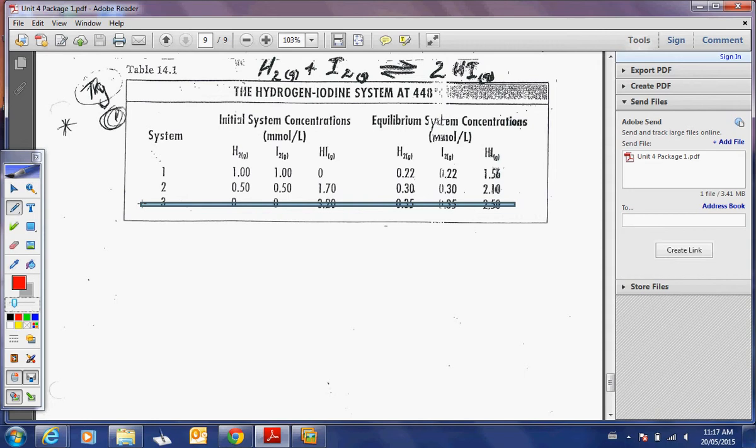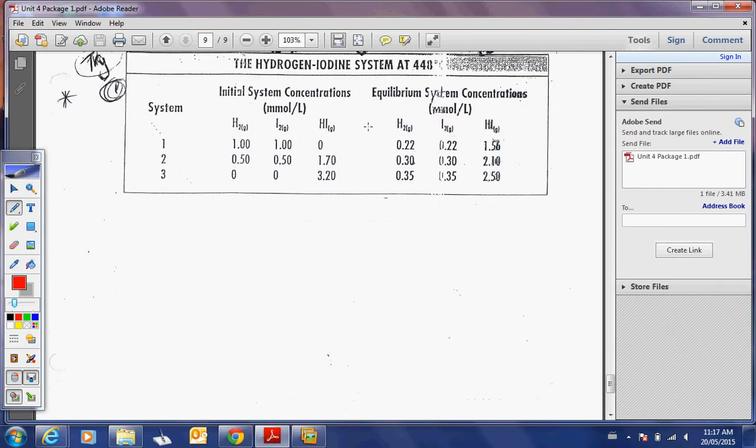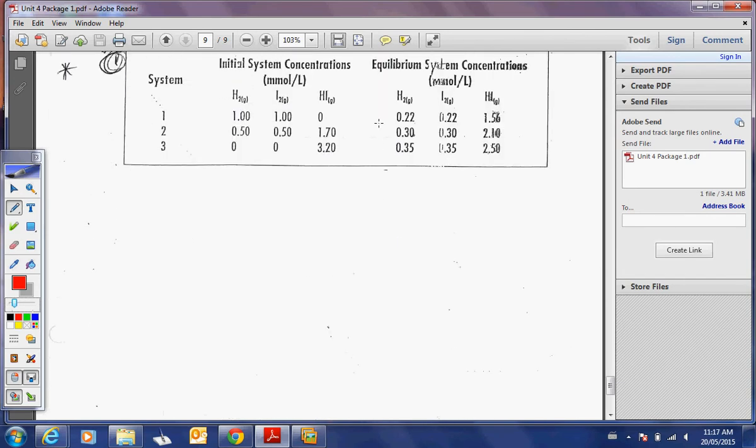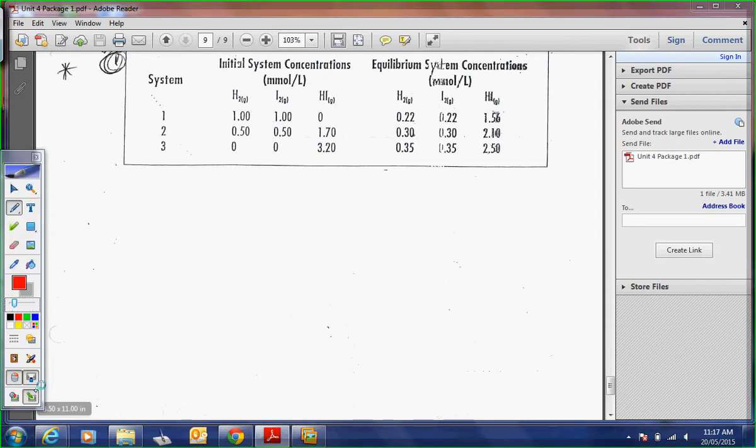Okay, so do you want to do the first one together? So where do we start? Write down the reaction. I'm just going to flip up so we've got a bit of notes in millimoles per liter. I hope that doesn't scare anybody. Right, so how are we thinking? H2 plus I2 in equilibrium with HI, all gases. Then what do we do? Right, ICE.